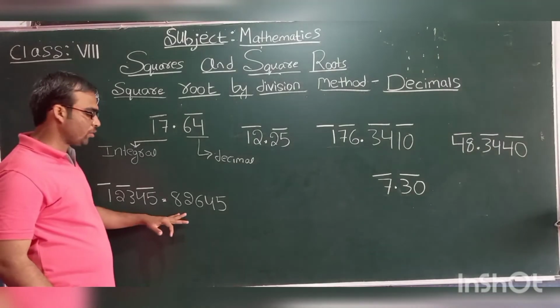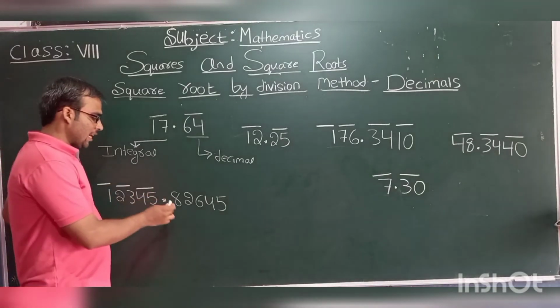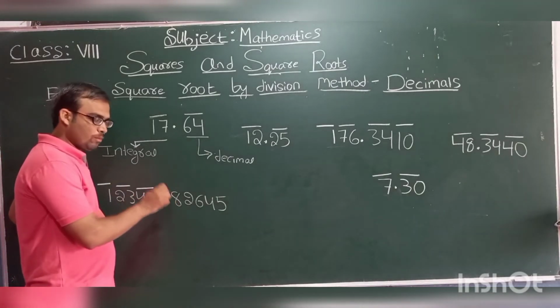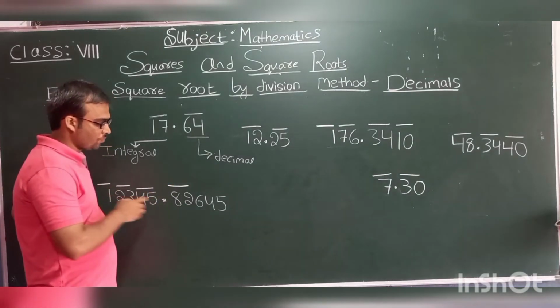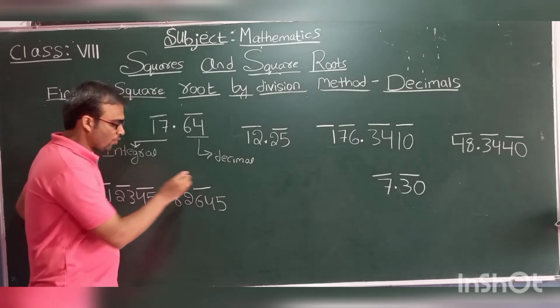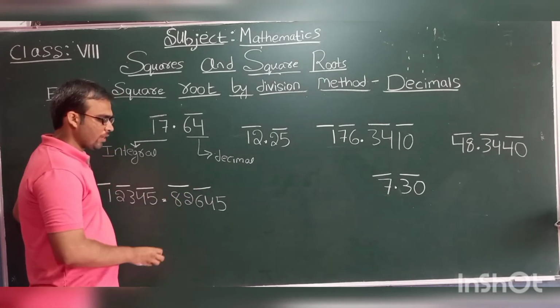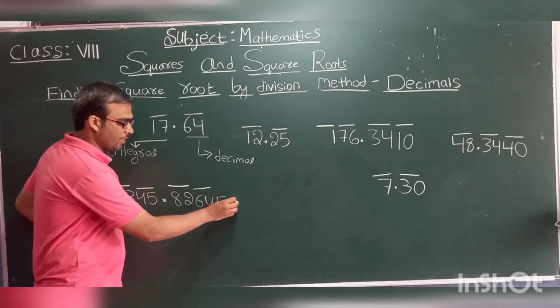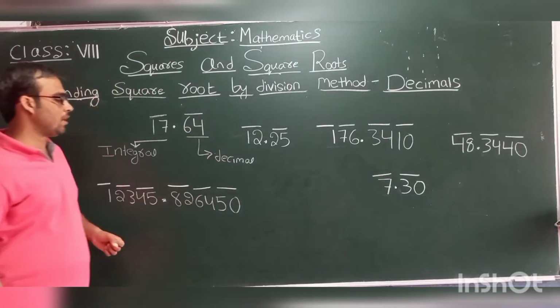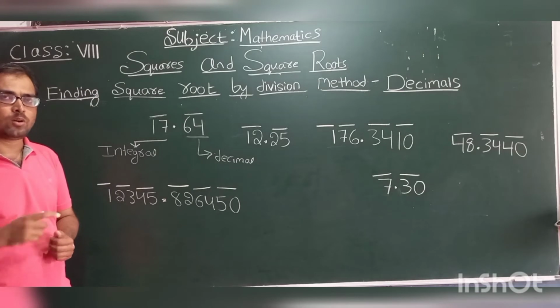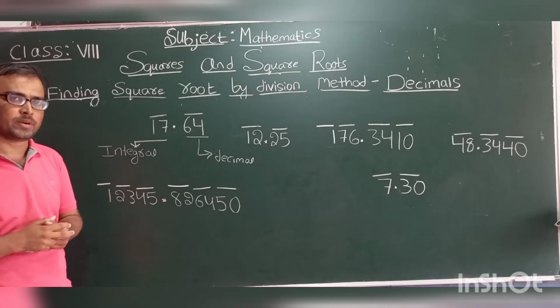Now come to the decimal part. Starting from the first decimal place, we need to place the bar over every pair of numbers. So here 82. The next bar is what? 64, 82, 64, and here there is only one digit remaining, so take 0. Now place the bar. I hope you have understood how to place the bar in decimal numbers.